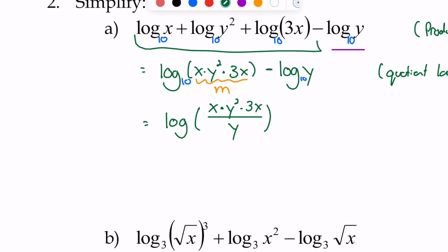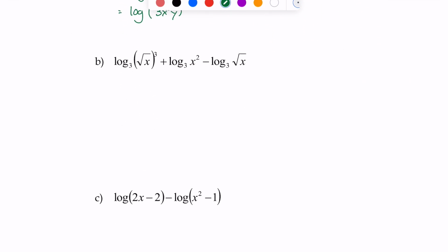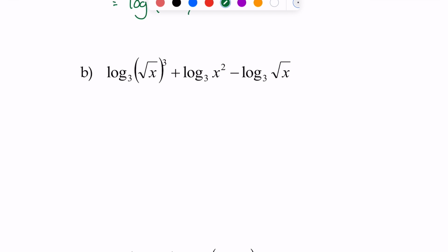And now let's clean up on the inside. So on the inside, I have a y on the bottom, I have 2 up top, and then those two x's will multiply and add. So I will get 3x squared on my numerator, and the y on the bottom goes with just 3x squared y. Okay, so again, might have to take this in a couple steps, but you can see that we have a combination of product and quotient because they're all the same base here.